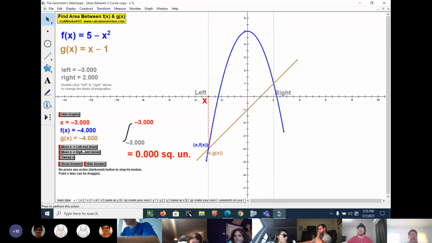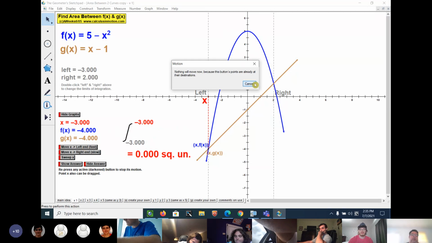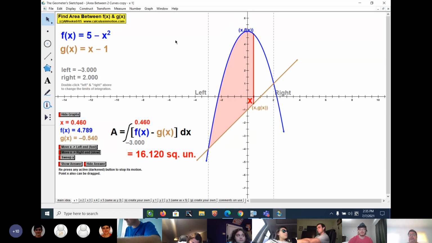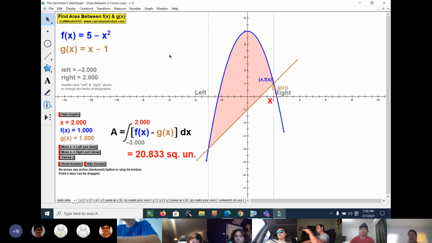You can do it from right to left, or you can do it from left to right. Doesn't matter. If you do it from left to right, then you put the lower number first and you don't have to worry too much about the negatives. But if you do it from right to left, you'll be taking negative 3 minus 2 and that might mess some things up.